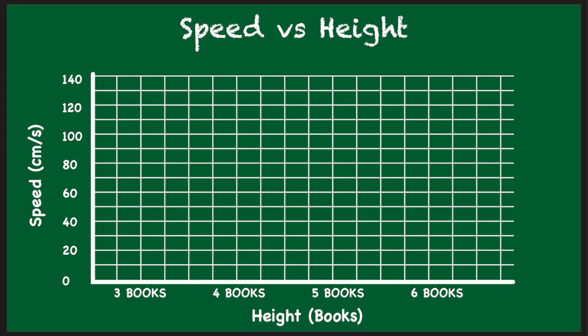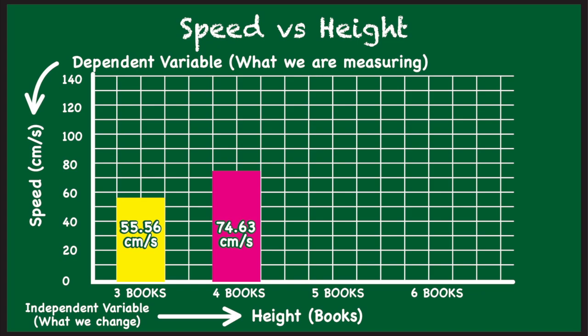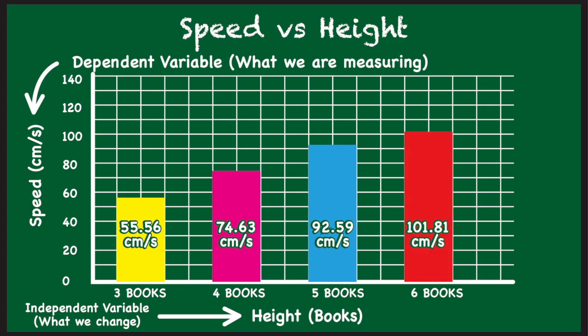Let's make a graph that visually shows the differences in speed compared to our book heights. On the x-axis, we're going to put the height of our books, which is the independent variable, what we changed throughout the experiment. On the y-axis, we will indicate the speed. This is the dependent variable, which is what we are measuring. For 3 books, it traveled 55.56 centimeters per second. For 4 books, 74.63 centimeters per second. For 5 books, 92.59 centimeters per second. And for 6 books, it traveled 101.81 centimeters per second.